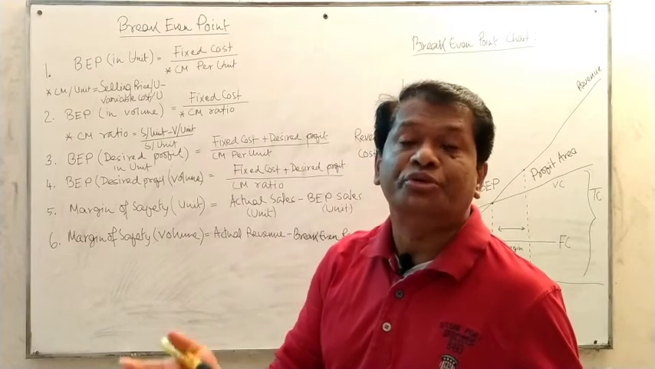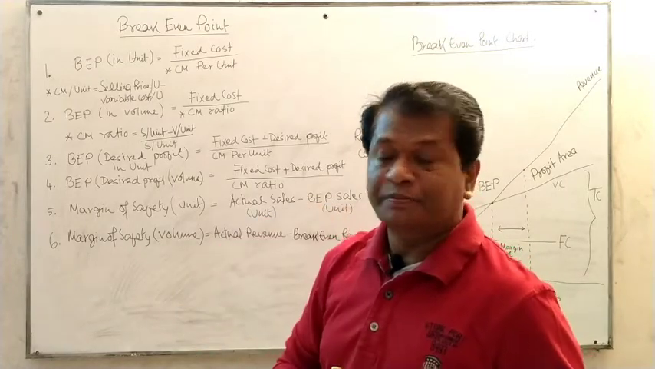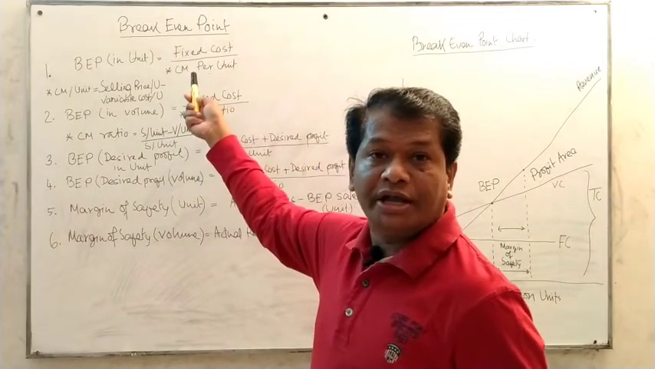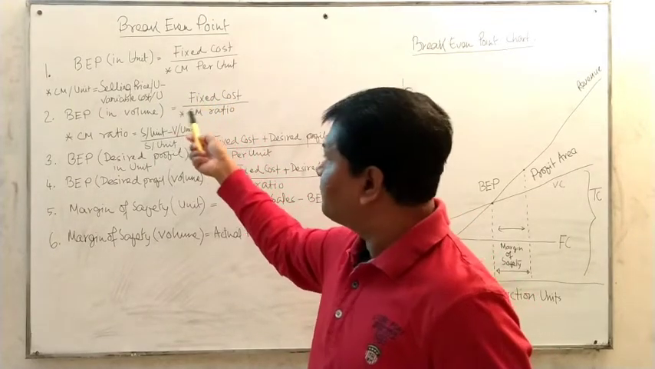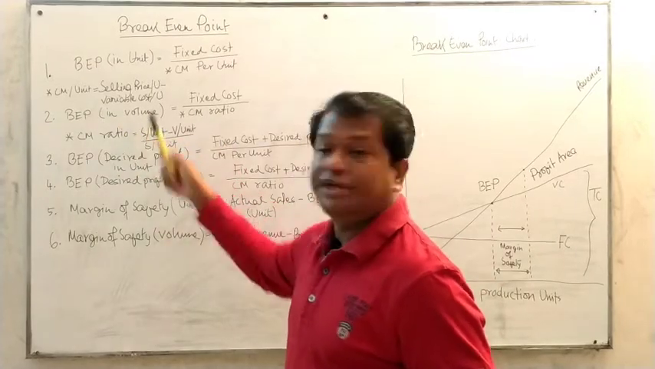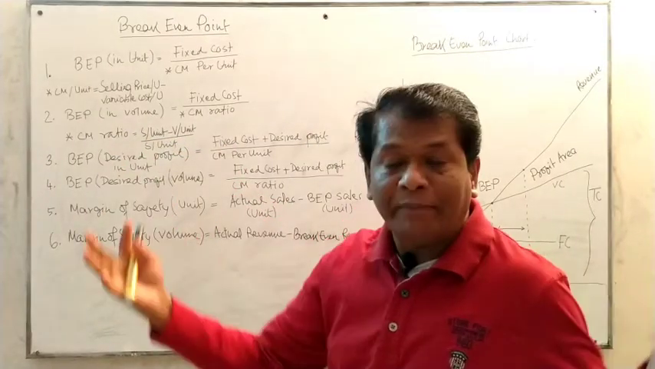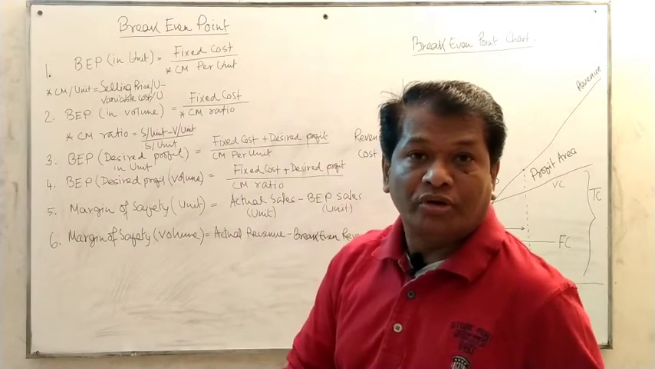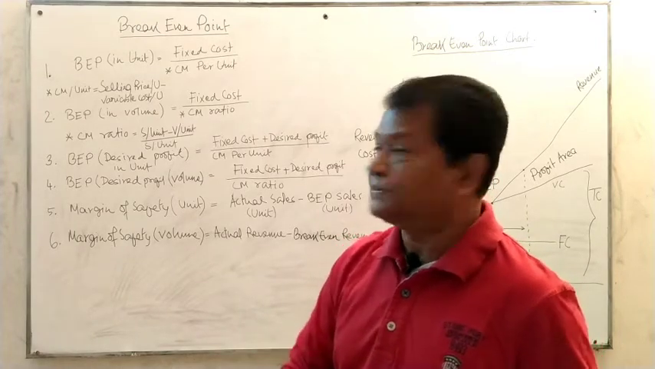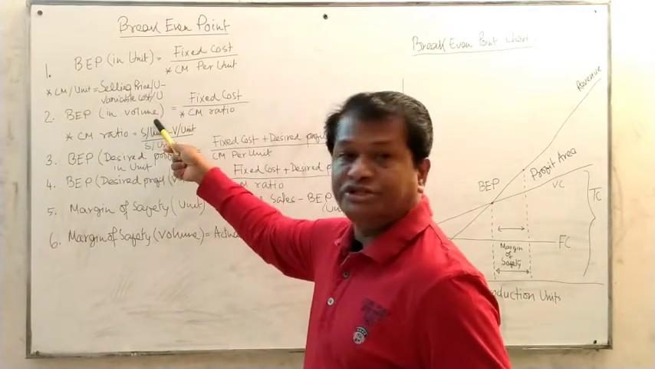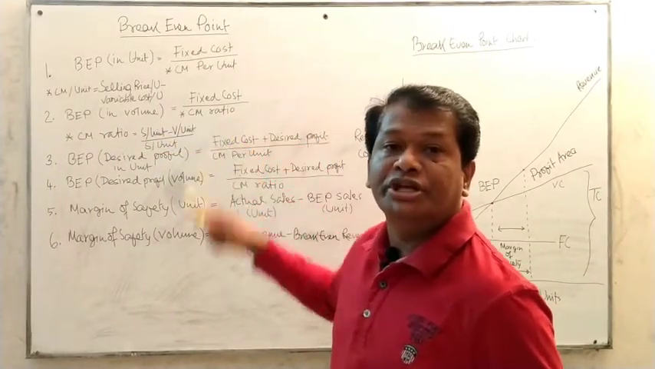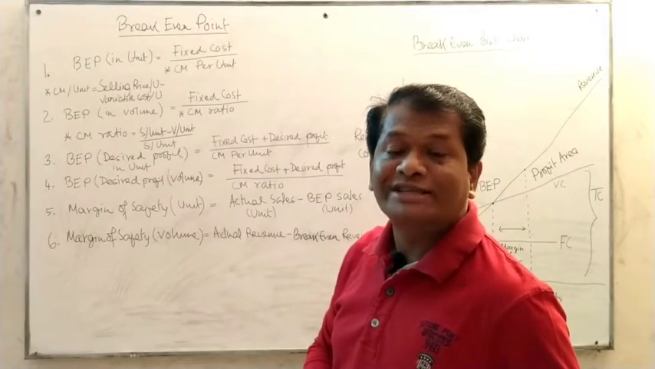How many units must be produced to break even? This is the formula for the break-even point in units. Now, the break-even point in volume. Volume means total amount of sales, maybe in dollars or pounds, or taka or rupees, whatever it is. For break-even in volume, the formula is fixed cost divided by the contribution margin ratio, the CM ratio.